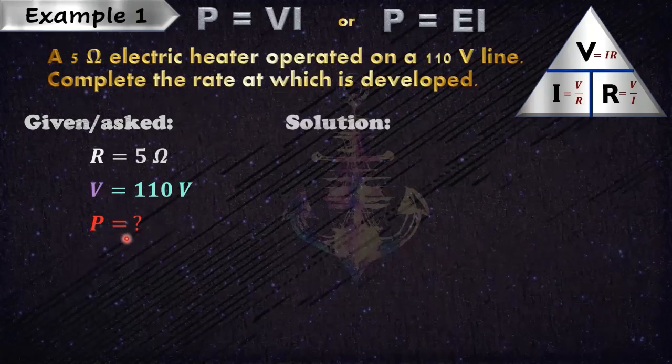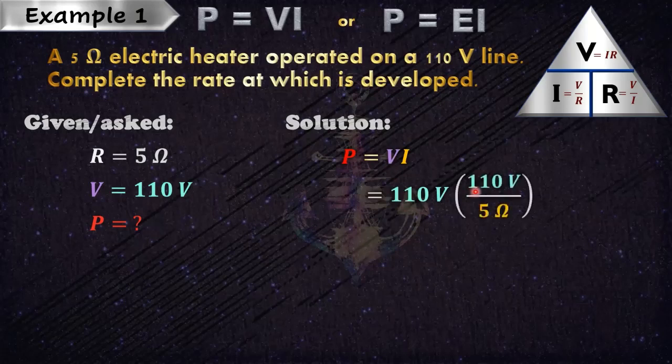I will use this formula P equals VI. Substitute the given. We have V is 110 volts. I is unknown in the problem, and to solve for I, we have V over R. That is 110 volts over 5 ohms.